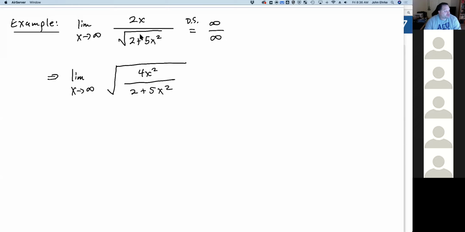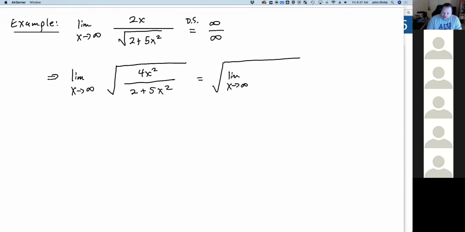This is a trick that a lot of students forget that they can do. And it's really helpful here, because you've got the square root of the whole thing, we can use our limit laws, which say that limits can pass inside of square roots.